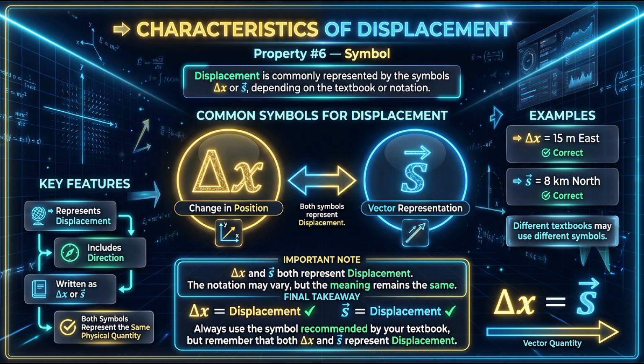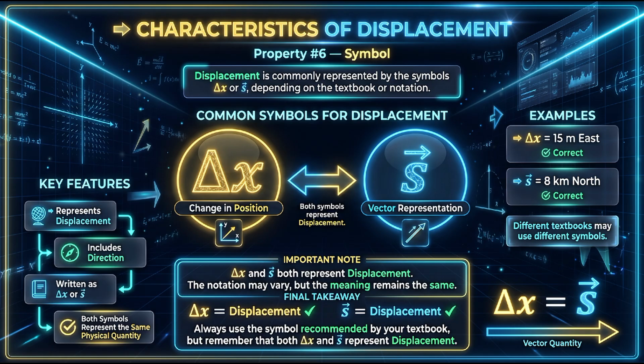A complete description would be x = 15 m east or s = 15 m east, because both the magnitude and the direction are included. A simple way to remember this concept is that x emphasizes the change in position, while s emphasizes that displacement is a vector. Although the symbols look different, they both describe the same physical quantity. So, whenever you study displacement, remember that it is commonly represented by the symbols x or s, depending on the textbook or scientific notation being used. Both symbols represent displacement, and there is no difference in their meaning. The only thing you must remember is that displacement is a vector quantity, so it should always be expressed with both magnitude and direction.